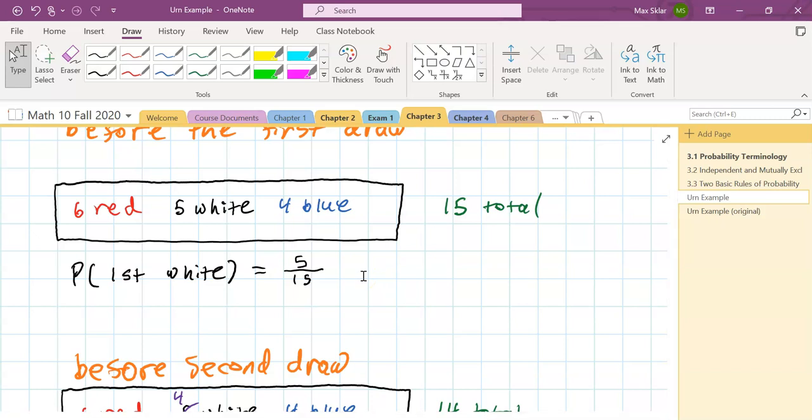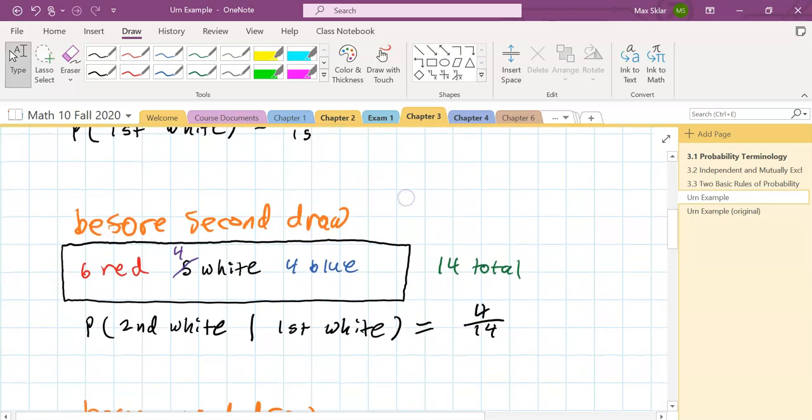Now, suppose that has occurred. Suppose the first marble is white. Then, before we draw the second marble, we need to update our urn. Our urn now has 4 white marbles, 6 red marbles, and 4 blue marbles. The probability that the second marble is white, given that the first marble was white, is 4 out of 14. 4 white marbles out of 14 marbles total.